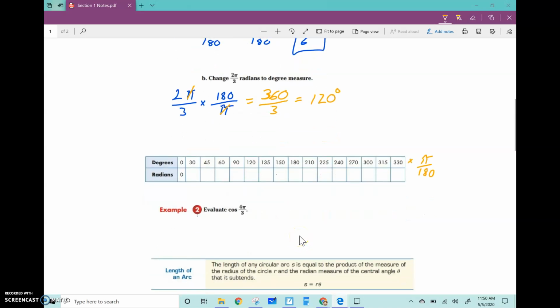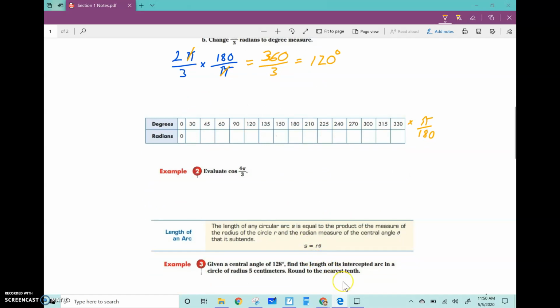All right, moving now more into calculator functions, we're going to evaluate the cosine of 4 pi over 3. The first thing we're going to do is convert that to degrees, and that was just taking 180 over pi. When we do that, we can safely cancel out our pi signs, and we end up with 4 times 180 over 3. And when we do 4 times 180 over 3, we end up with 240 degrees.